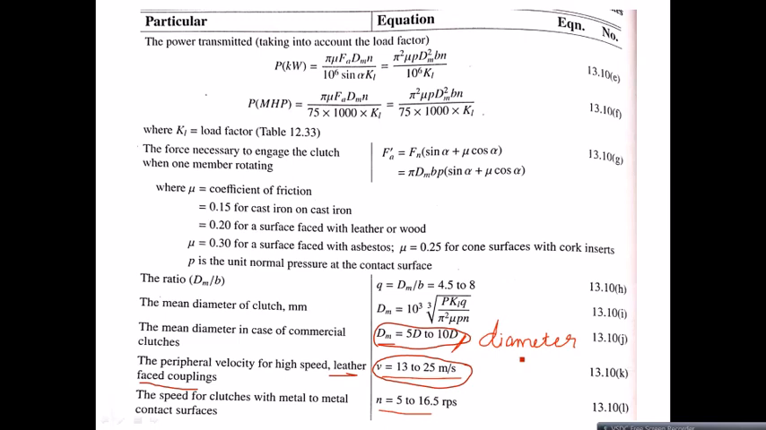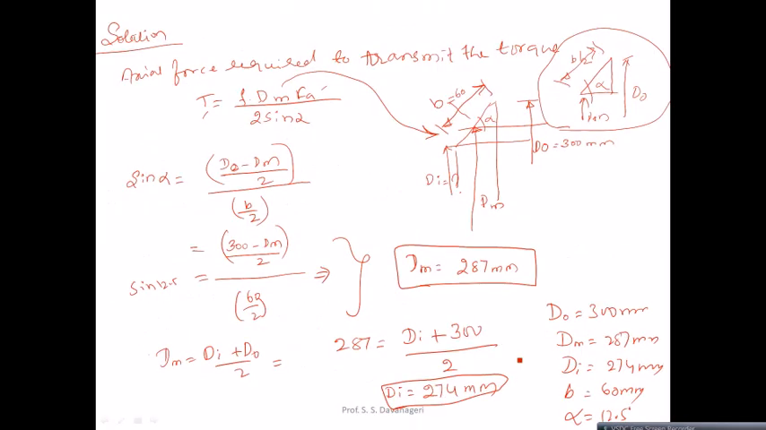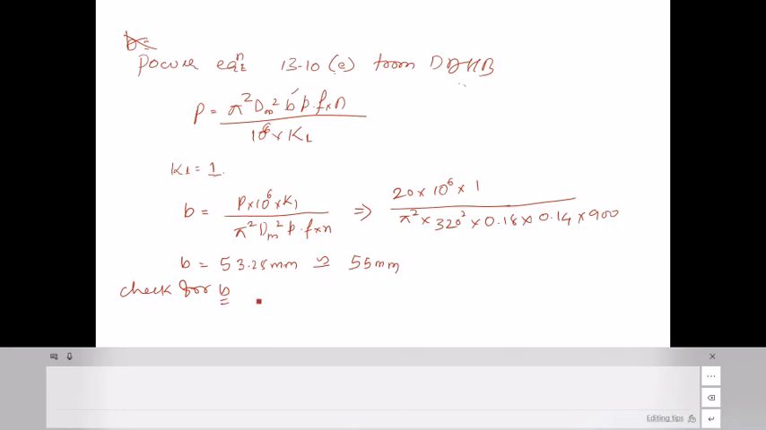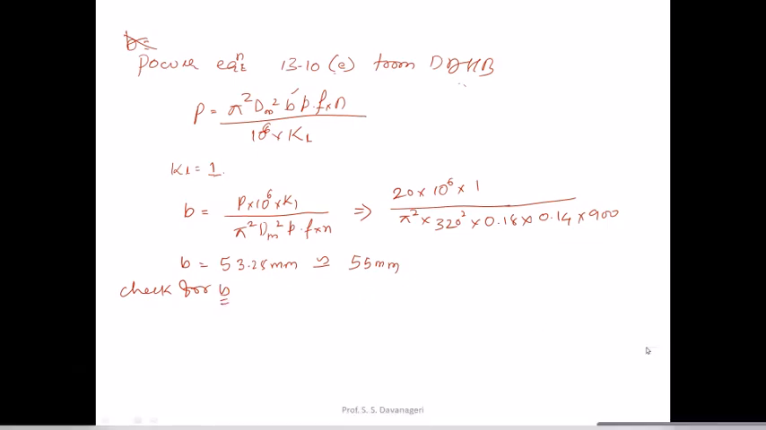Okay. So make this value approximately to the higher one, 55 mm. Now you need to check whether the calculated value b is going to satisfy the ratio equation or not. So the ratio equation is what you have noted in the design data handbook. Now the ratio equation is Q equal to dm by b, that is equation number 13.10H.